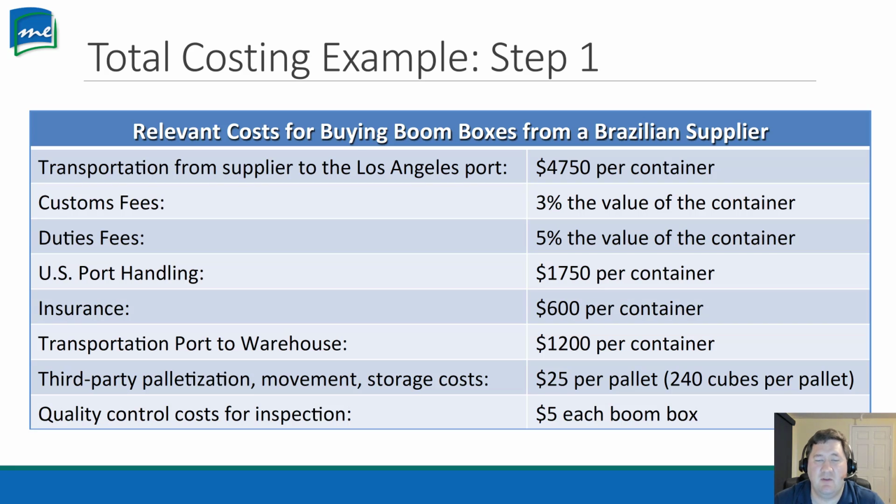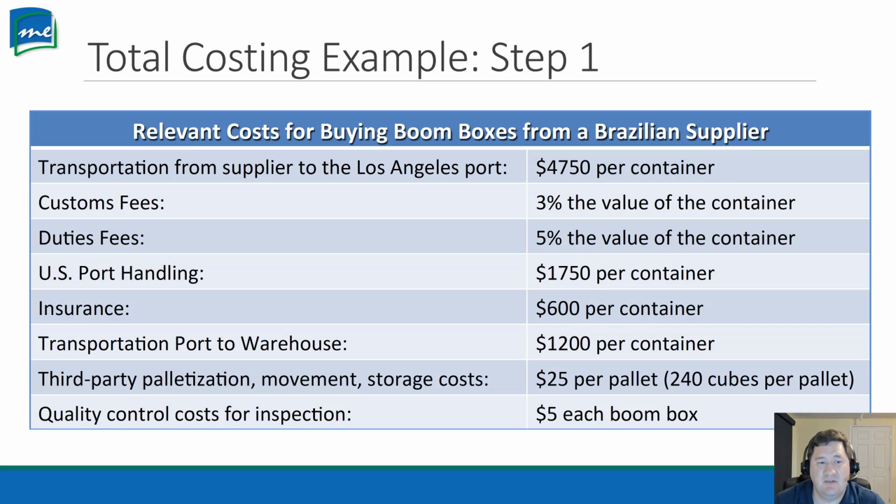Transportation from the port to your warehouse is $1,200 per container. Having a third party palletize it, move it, and handle storage, they're going to charge you $25 per pallet, which is about 240 cubic feet per pallet. Then quality control costs for inspection. You're going to spend $5 per boombox to inspect it.